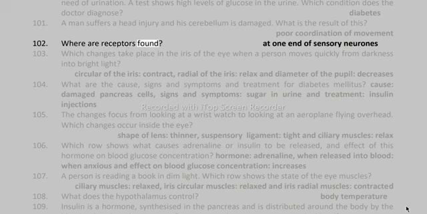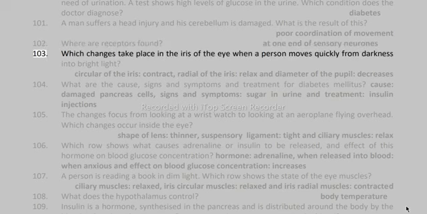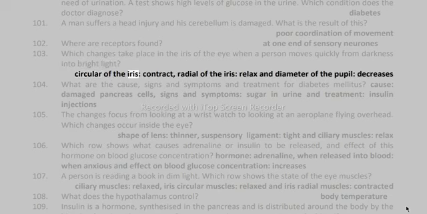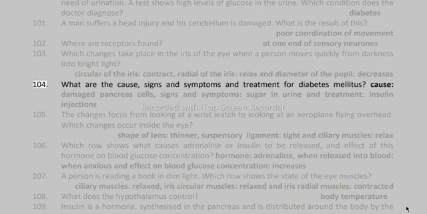102. Where are receptors found? At one end of sensory neurons. 103. Which changes take place in the iris of the eye when a person moves quickly from darkness into bright light? Circular muscles of the iris contract, radial muscles of the iris relax and diameter of the pupil decreases.